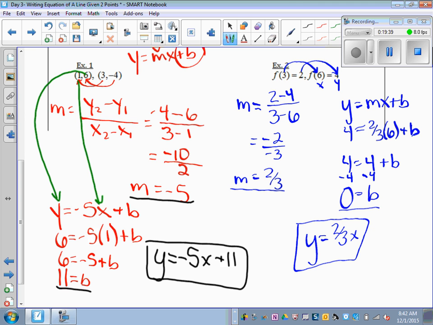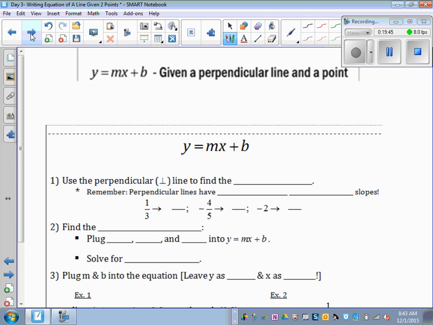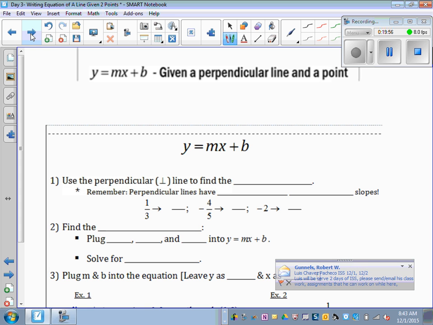Questions on this so far? Alright, so let's take a look at our second plot. The next one says, given a perpendicular line and a point. So this is close to what we had before, where we had a parallel line and a point. But now our line is perpendicular, so we're on the last flap, our green flap.